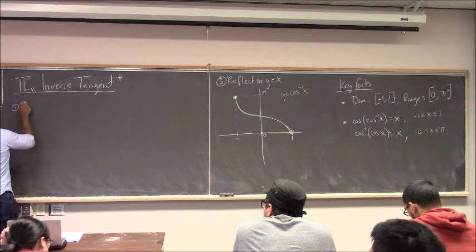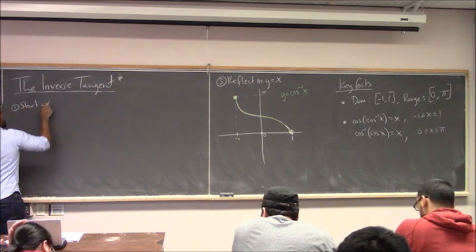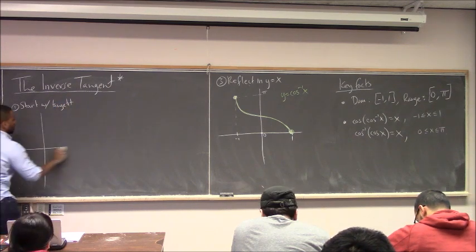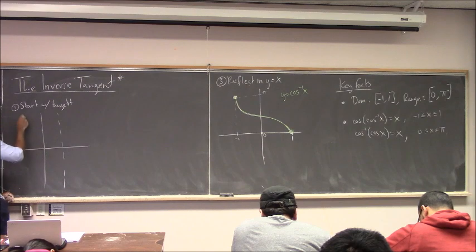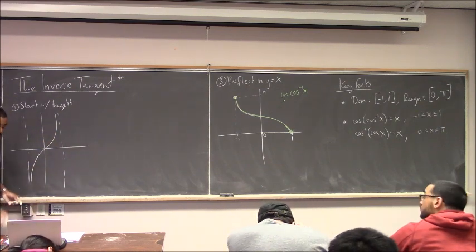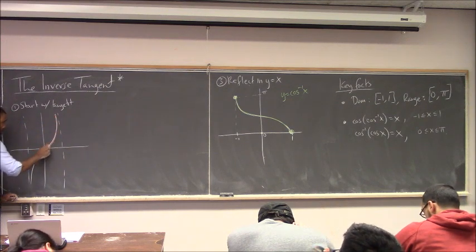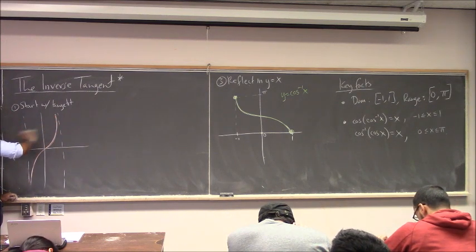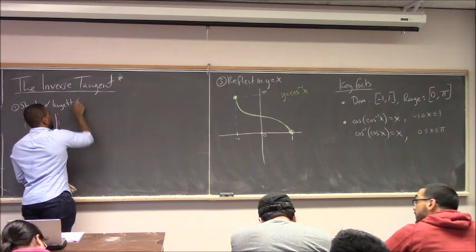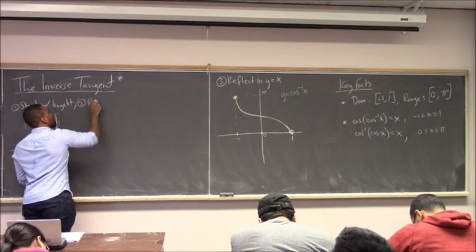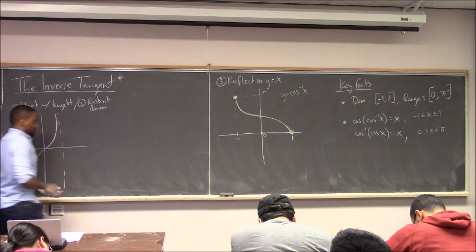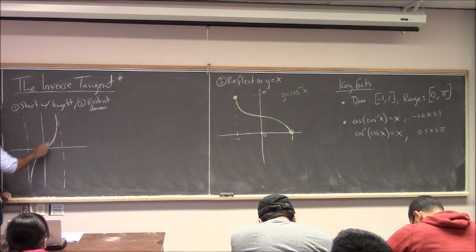Again, start with tangent. This one is kind of easy because all you have to do is just pick the middle window, right? So ignore every other part and just take this part here. You'll notice that it will pass the horizontal line test. So you start with tangent. Restricting the domain is pretty easy. And again, you reflect in the line y equals x.